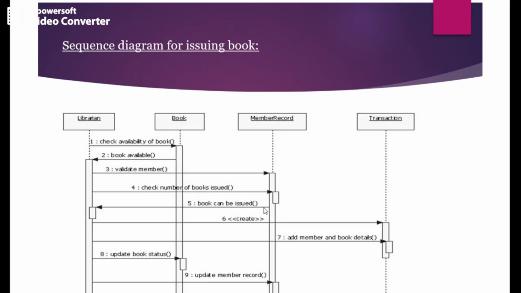Okay, member record. So if it is less than the limit, then the book can be issued. Then create the transaction. If it's not a valid member, then you have to add the member and book details. And then update the book status and even update the member record.